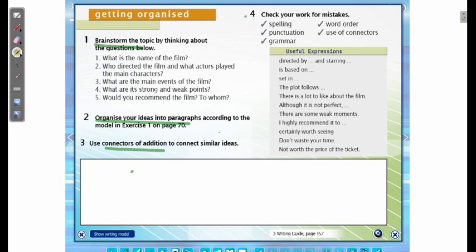And it is really interesting to learn some useful expressions before you start writing. So for example, it's based on, set in, the plot follows. There is a lot to talk about in the film, although it is not perfect. I highly recommend it. If you learn all those expressions, you will write the film review much more easily. And remember, before handing in your work, you should be checking the things they tell you in number 4, which are what? The spelling, the punctuation, the grammar, the word order, and the use of connectors.